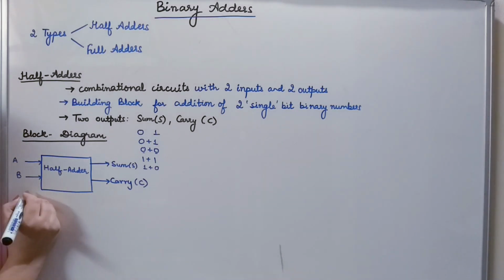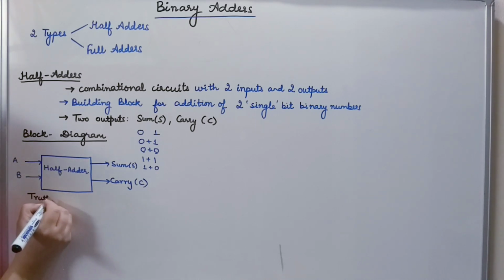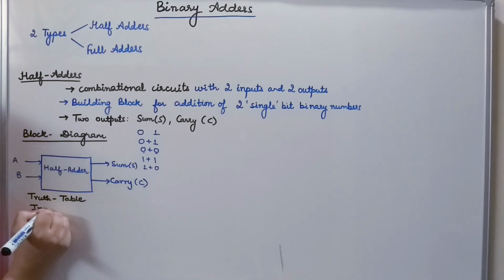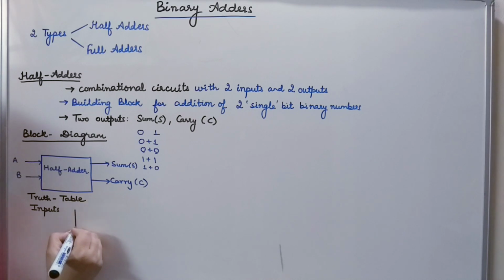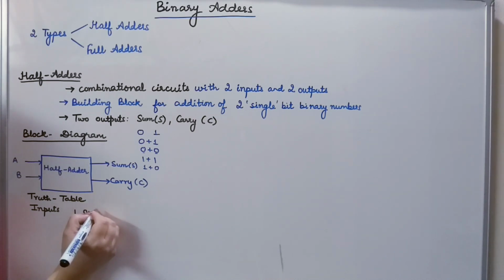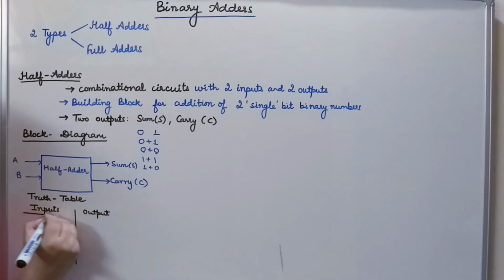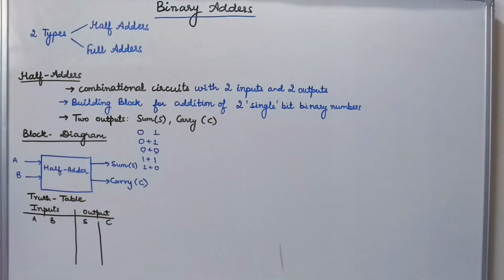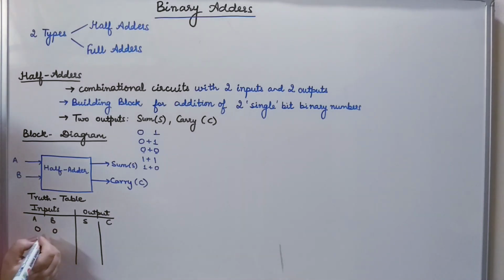Next is to write down the truth table of the half adder. This side I will have my inputs, and here I will have my outputs. I have two inputs A, B, and I have two outputs sum and carry. When we have two inputs, I know how many combinations there will be: 2 raised to power 2, that is 4 combinations. 0, 0, 0, 1, 1, 0 and 1, 1.